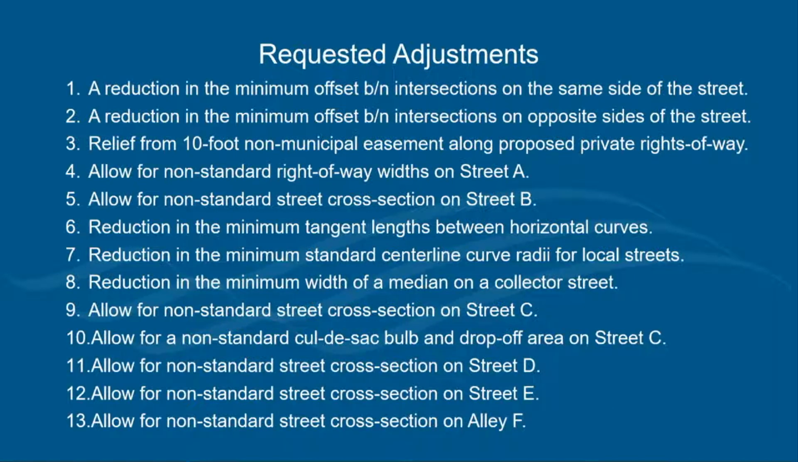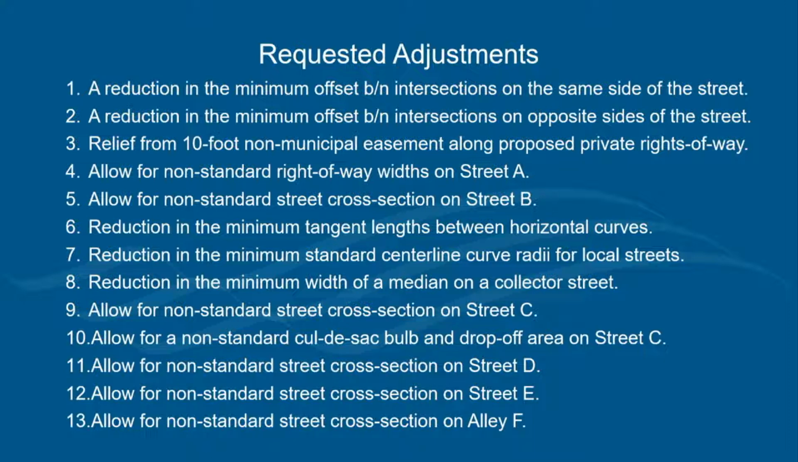There's more detail for these waivers in your report, but they include a reduction in the minimum offset between intersections on the same side of the street and on the opposite side of the street. Relief from the 10-foot non-municipal easements along proposed rights-of-way within the project. Allow for a non-standard right-of-way width on Street A, allow for a non-standard street cross-section on Street B.